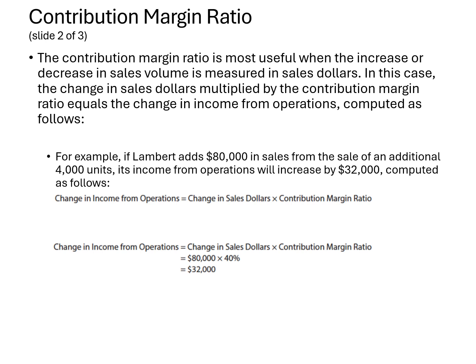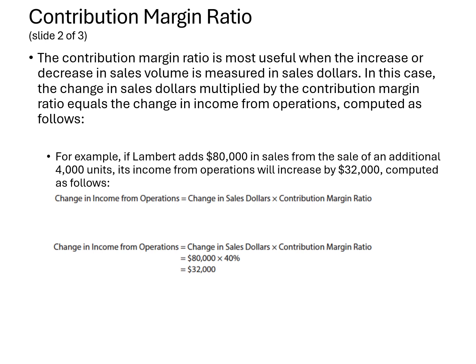So let's say, for example, that we knew that Lambert thought that they could add $80,000 in sales because they were going to sell an additional 4,000 units, and say they were doing a new advertising campaign, and that's how they came up with that. They said if we advertise, then we can sell 4,000 more units, which will be $80,000 in sales.